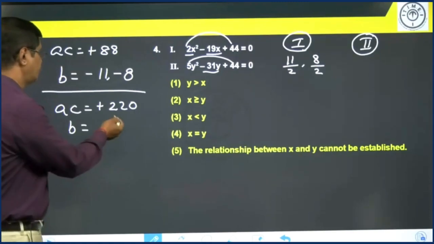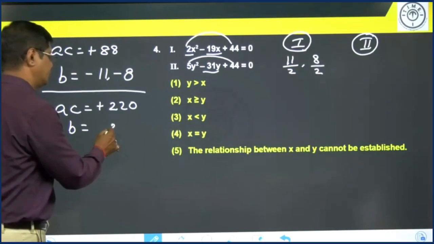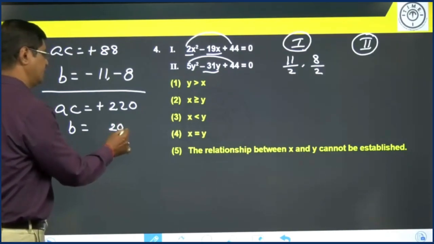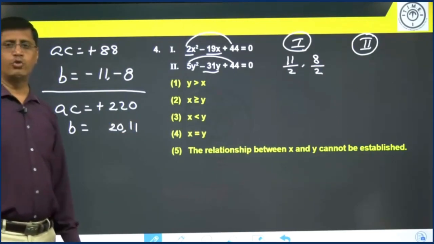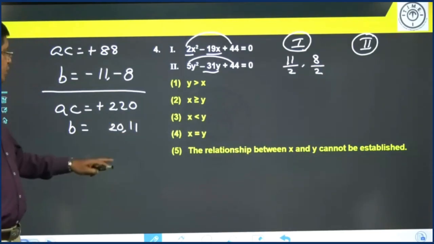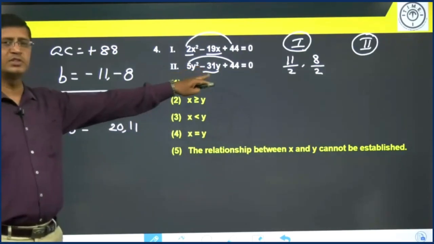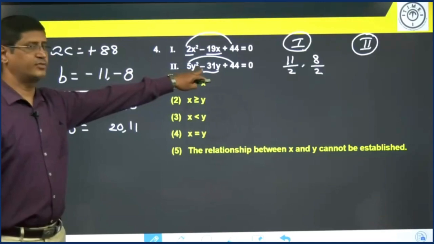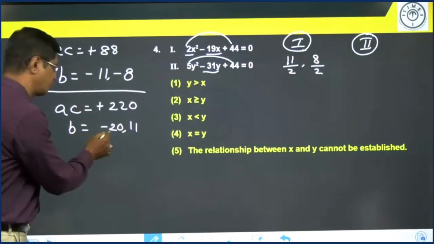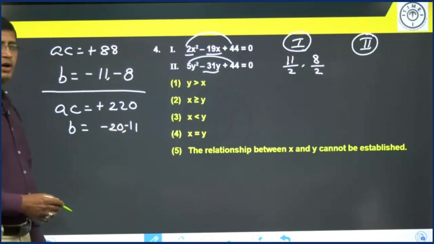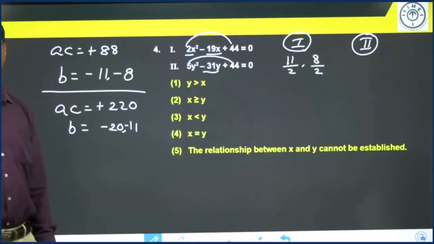Here 220, I am taking 20 into 11. 20 into 11 is equal to 220. 20 plus 11 is equal to 31. But here the sign of B is minus, so minus 20 and minus 11 are the factors.